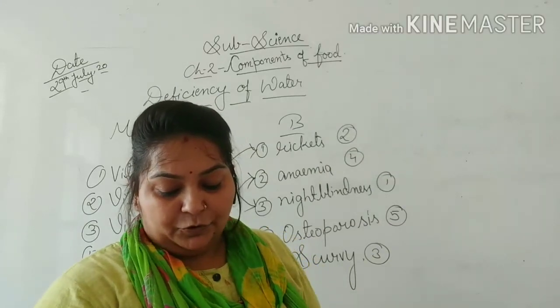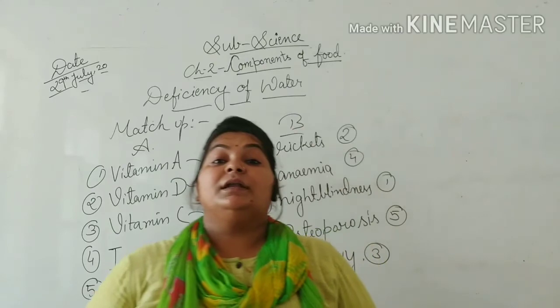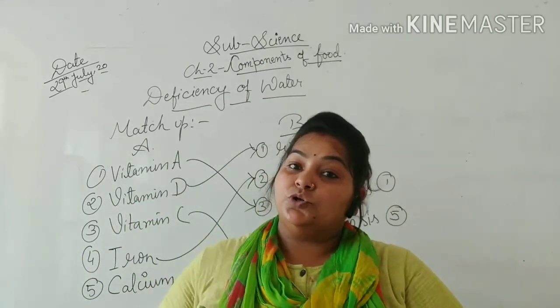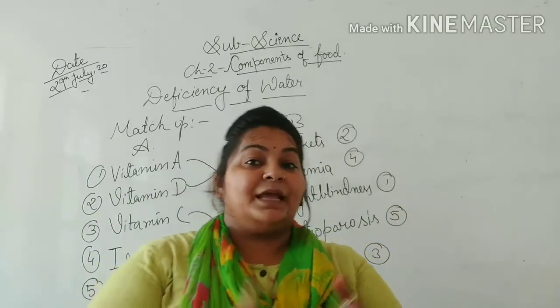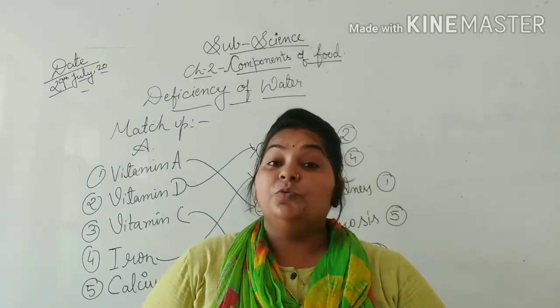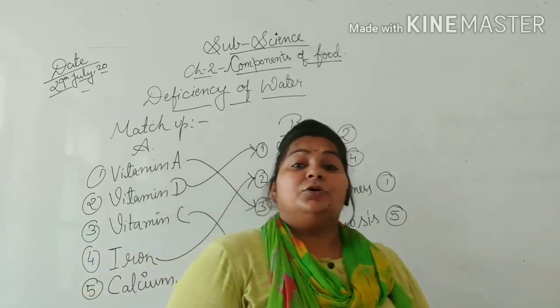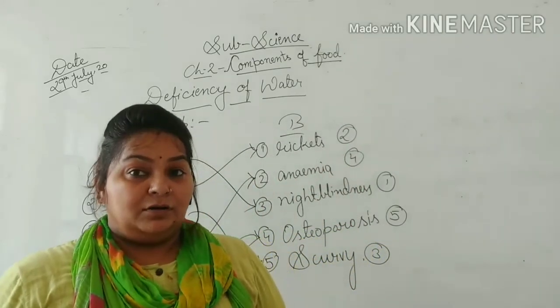Now what will you have to do? Go through the lecture thoroughly so that you can understand today's lecture. And second, these 4 questions: what is a balanced diet, these matchups, what is PEM, and what is obesity. These 4 questions are already given on page number 22. You have to complete them in your notebooks as homework. So try to complete your work on time.